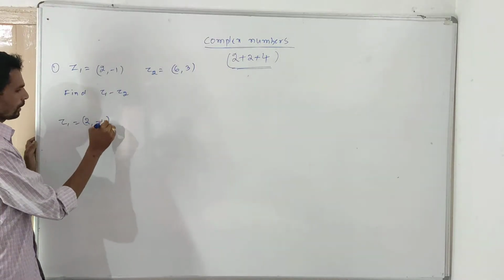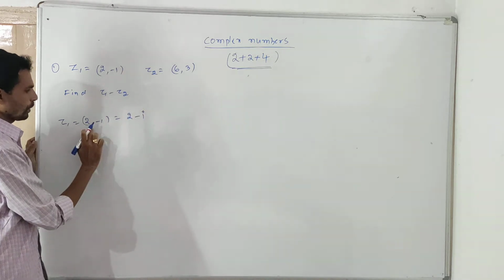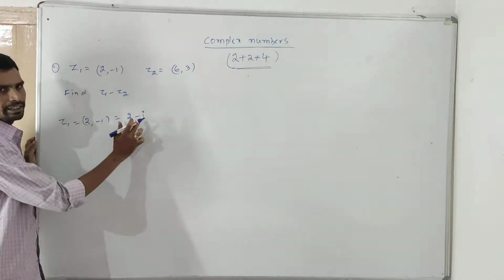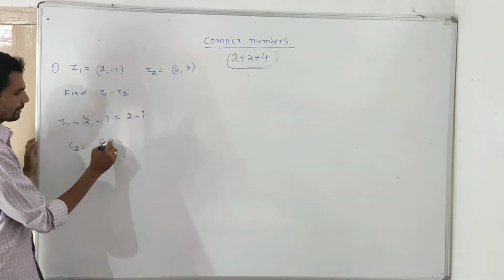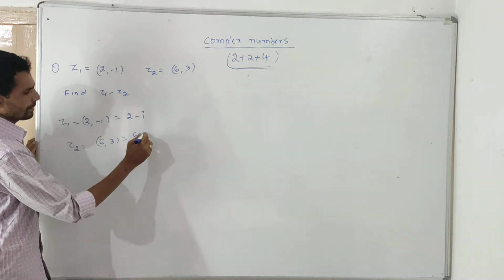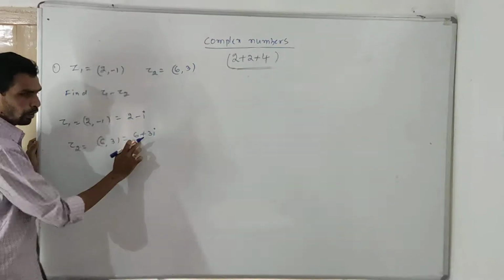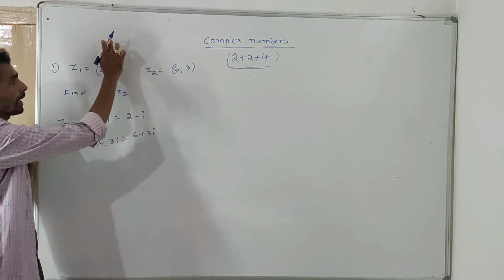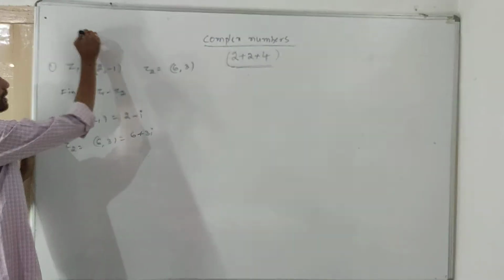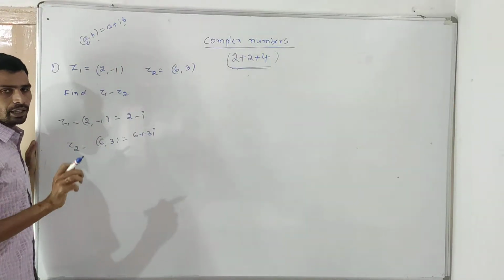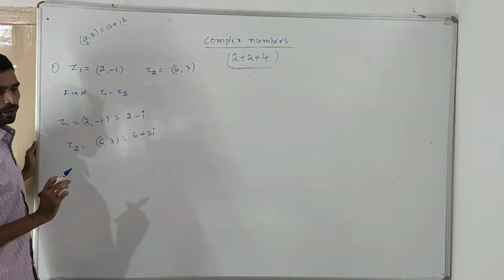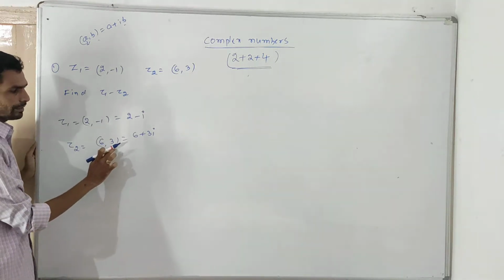z1 can be written as 2 comma minus 1, that is 2 minus i. First one is the real part, second one is the imaginary part. Already we know. What is z2? z2 is equal to 6 comma 3 is given, meaning here 6 plus 3i. Any doubt? First one is the real part, second one is imaginary. Yesterday we discussed that a comma b can be written as a plus ib. Similarly, 6 comma 3 means 6 plus 3i.